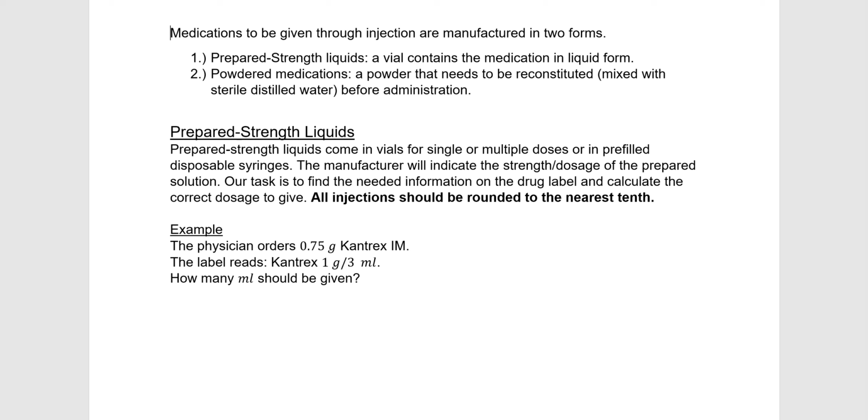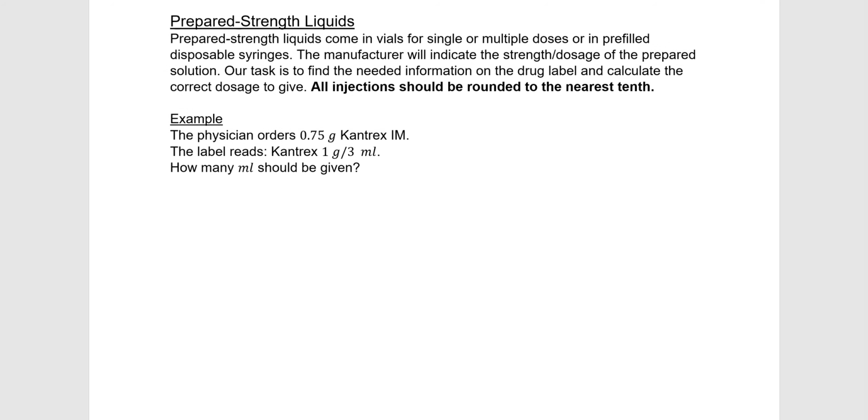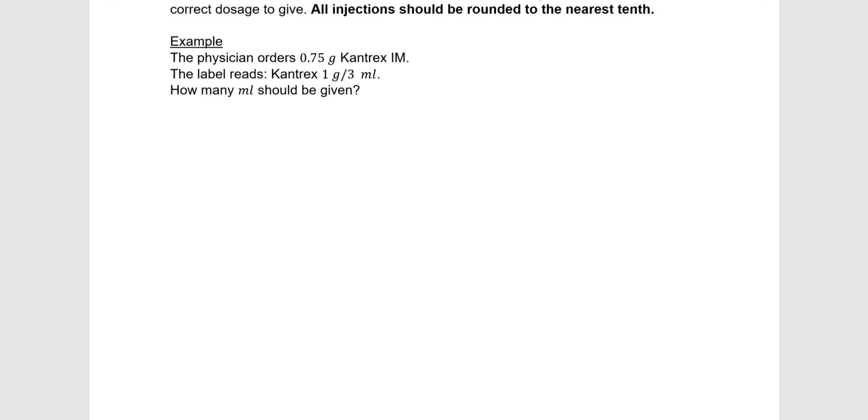Starting with the prepared strength liquids, like we just mentioned, these come in vials for a single or multiple doses, or they can also come in a pre-filled disposable syringe. And as usual, on the label, it'll say the strength per dosage of the prepared solution. We're going to have to find the needed information on the label and calculate the correct dosage to give. Just like what we were doing before with the oral medication, we're going to round this to the nearest tenth.